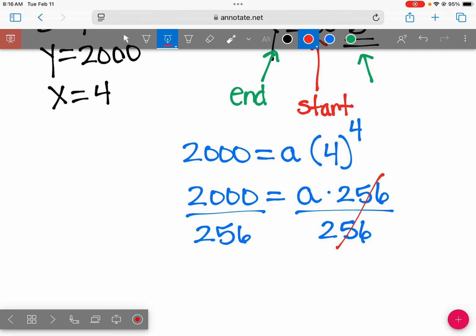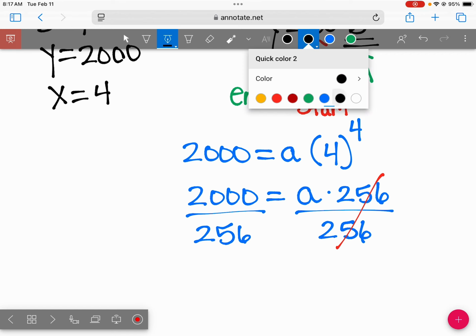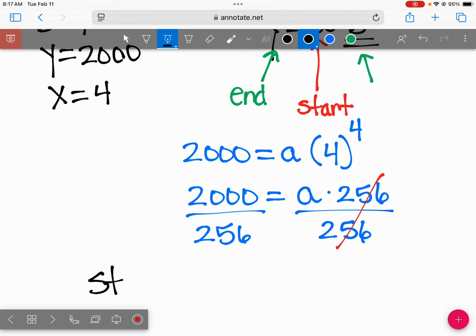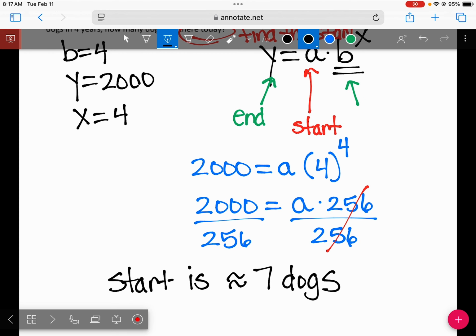7. So you should have a 7 and a point. So again, we're going to round that because we can't have 7.8 dogs. So we're going to round that down to 7. And I would actually take 7 or 8 for our first answer. So our starting value, the start, is approximately 7 dogs. So that's how much we started with.